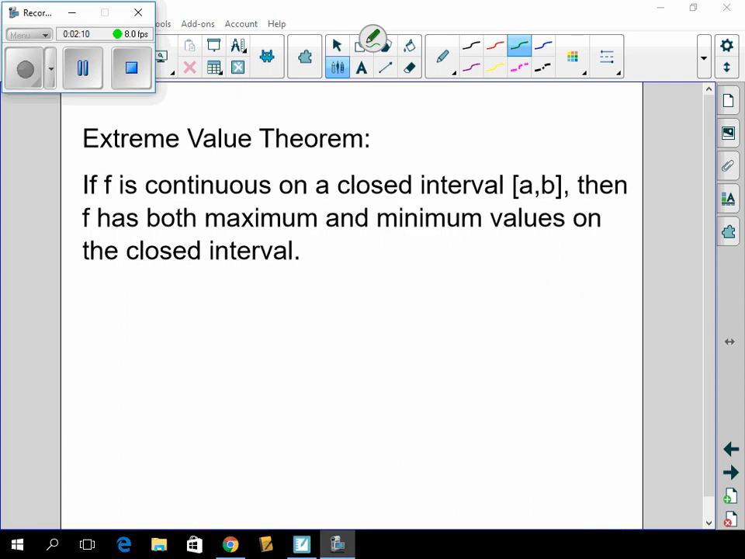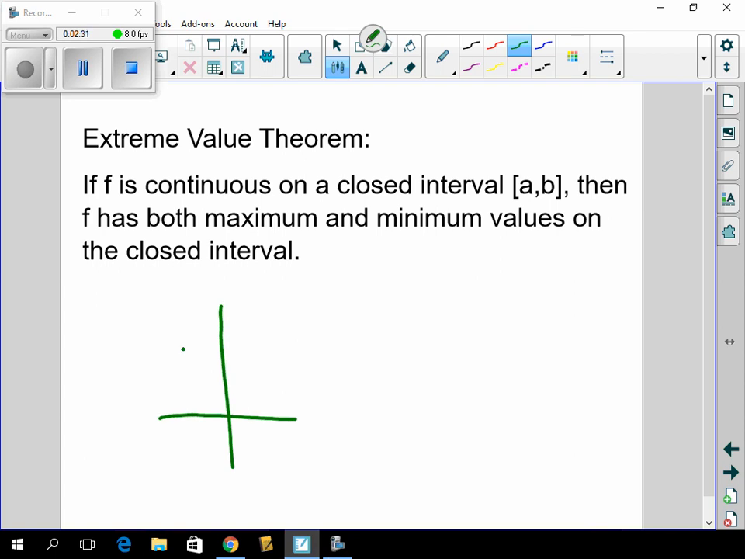So we have what's called the extreme value theorem. And so basically what it says is if we have a continuous function on a closed interval, then f has both a maximum and minimum value. And so we can see this in any given continuous function. It doesn't have to be differentiable, just continuous.